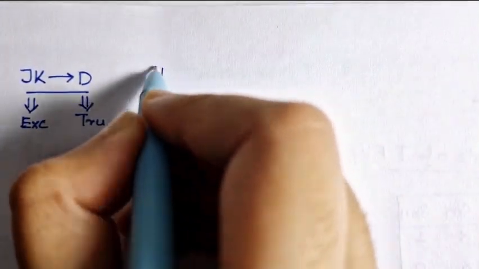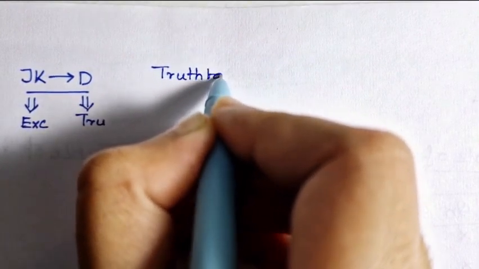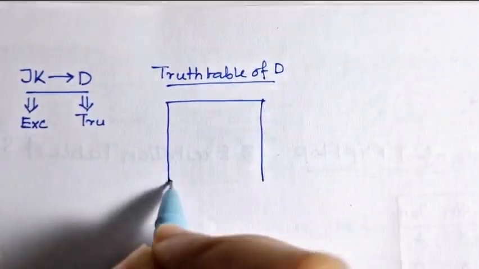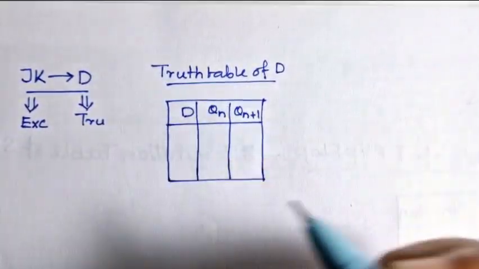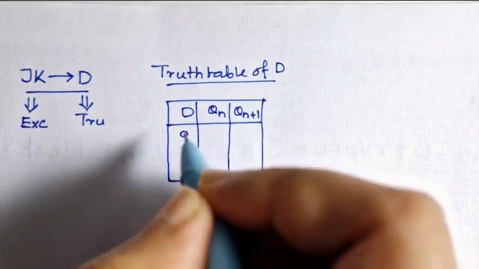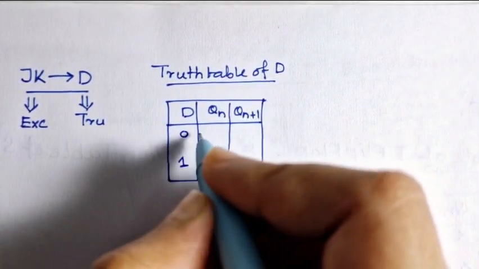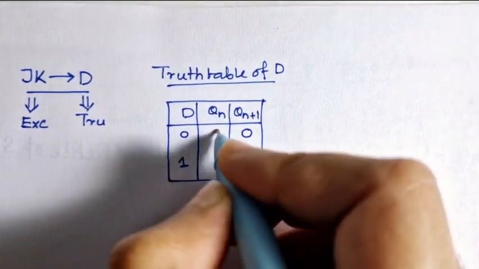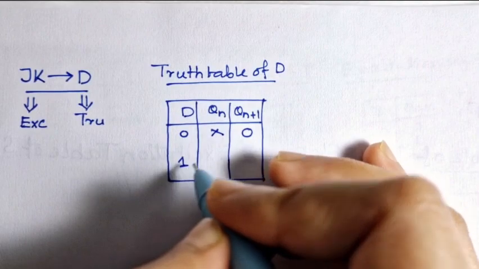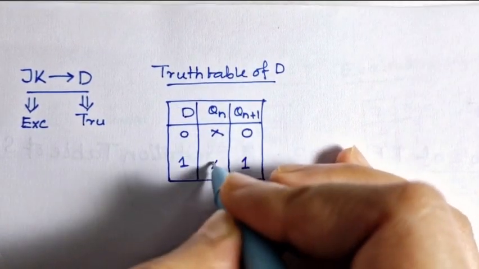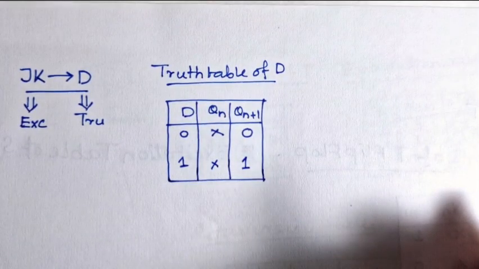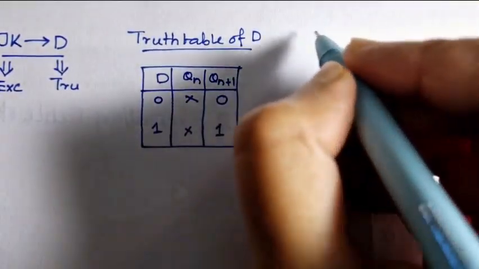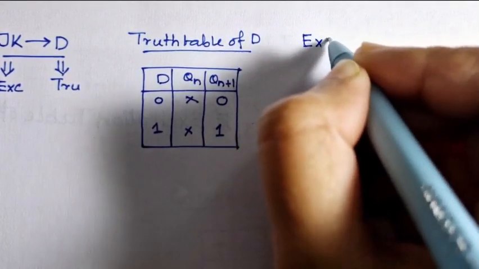So let us start with the truth table of D flip-flop. So this is the table. Two values are there, 0 and 1. We know that when D is 0, Qn plus 1 is always 0, whatever Qn has. And when D is 1, Qn plus 1 is always 1, whatever Qn has. It doesn't matter. Similarly, we will draw the excitation table of JK flip-flop.